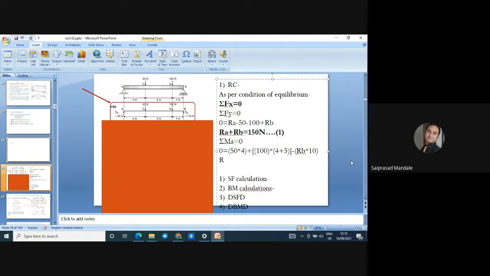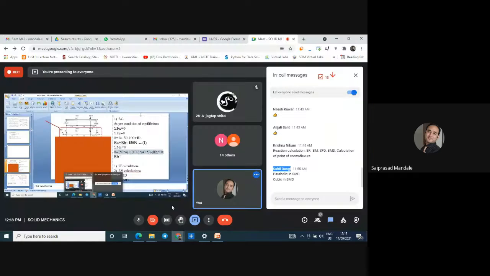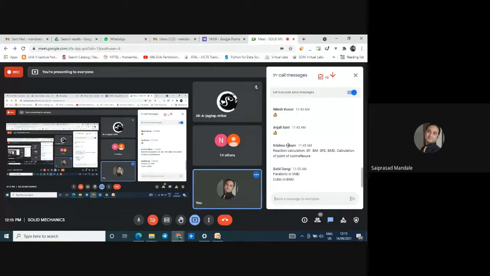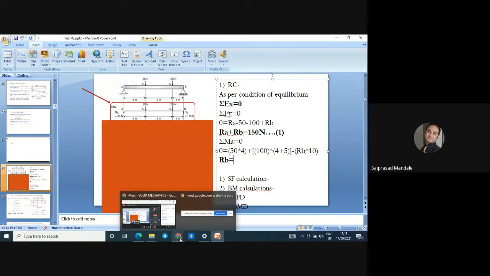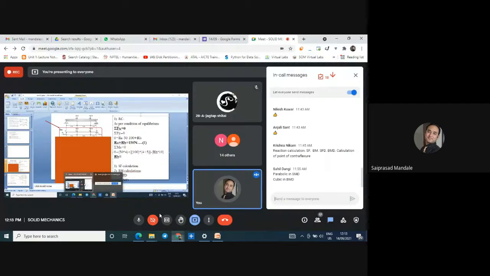Please go ahead and calculate the unknown term, that is RB, and tell me the answers. If everyone agrees with this equation, give me a thumbs up in the chat box. If there is any doubt or query, you may ask. Is there any doubt? Give me an answer for this RB. If anybody has any doubt, you can unmute yourself and talk to me directly.